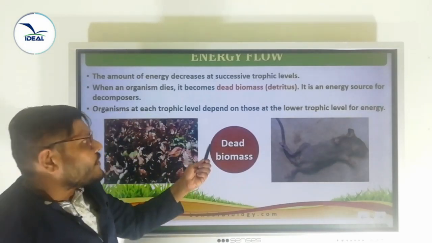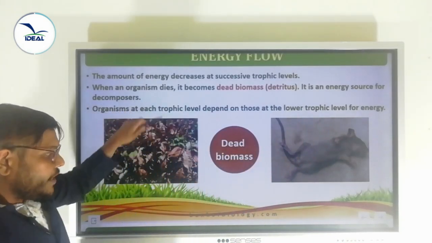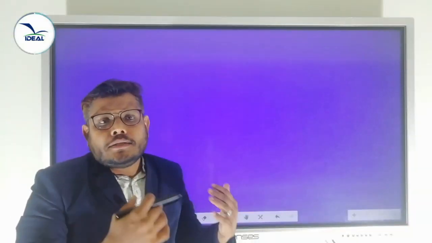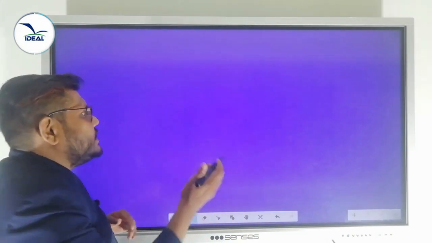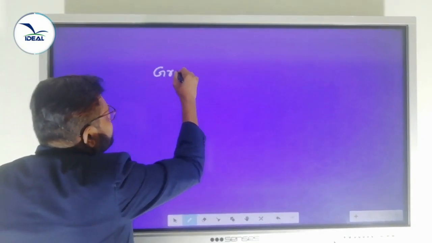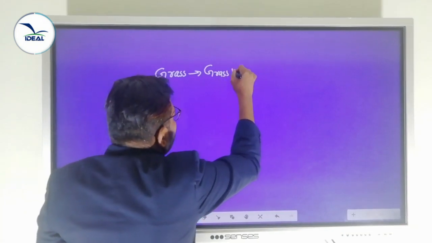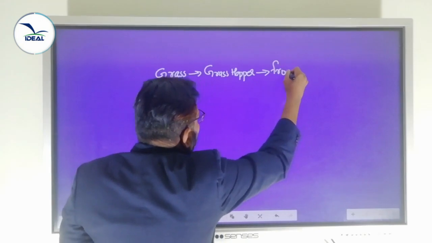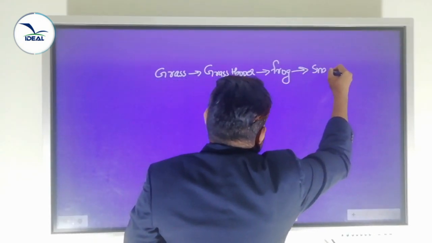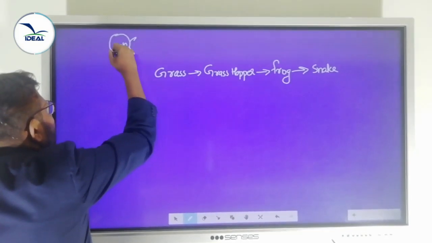Organisms at each trophic level depend on those at the lower trophic level for energy. Before, I already mentioned one of the examples related to the flow of energy in an ecosystem. Just consider one food chain: grass, grasshopper, frog, snake. This is one kind of food chain. As you all know, the ultimate source of energy is the sun.